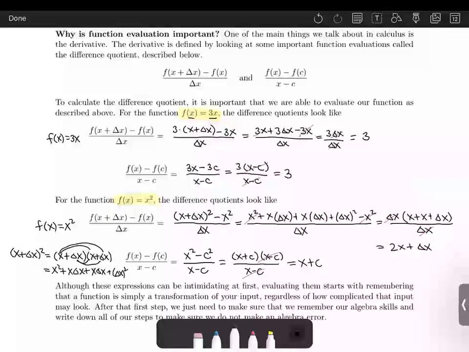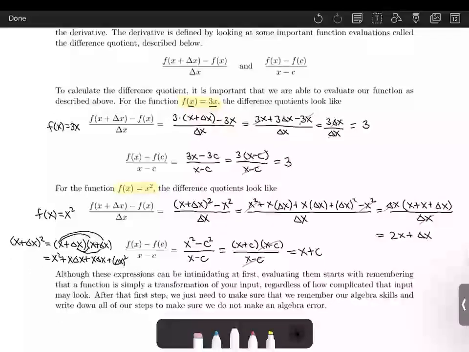So these look a little bit different. So now this 2x plus delta x and the x plus c aren't the same, but they are similar in the fact that it's 2 terms added together. So although these expressions look intimidating and it can be kind of confusing to know what you're supposed to plug in where, evaluating these difference quotients starts with remembering how to do function evaluation. So whatever my input is, my output is some operation applied on that, whether it's multiplying by 3, squaring, or any other operation that we may see.